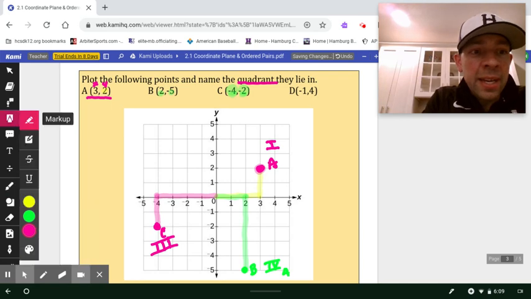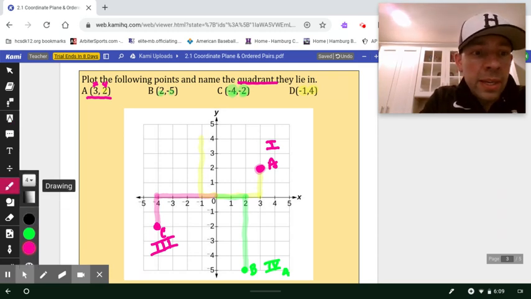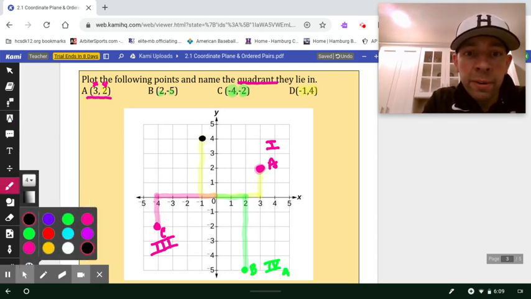And then last but not least, let's see, we've got point D. So we're going to go left 1, up 4. Bingo. And let's go ahead and put a point right there. So we call that D. And this is considered quadrant 2.